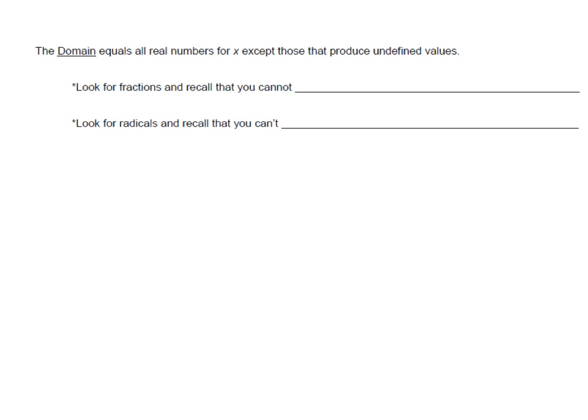All right, so we're going to do some focusing on the domain in this section. Remember, the domain is all your real numbers for x except those that produce undefined values. We actually have not talked about this yet. So some things to look out for: fractions. Fractions can produce undefined values because you cannot divide by 0. So we will make sure that we are never dividing by 0 in our functions.